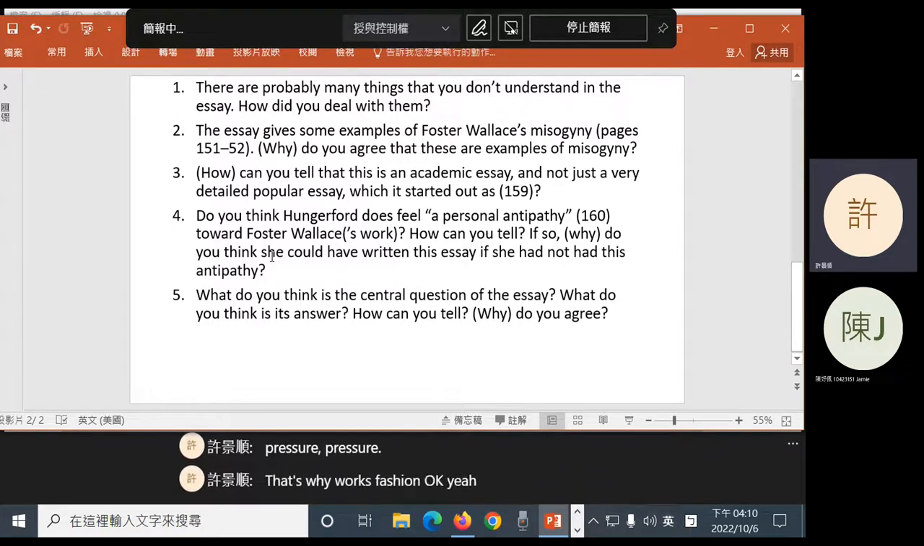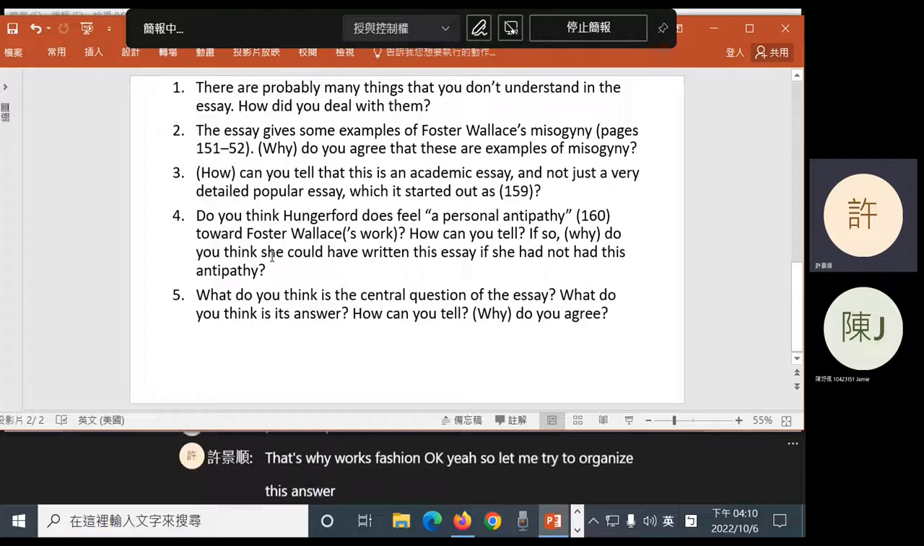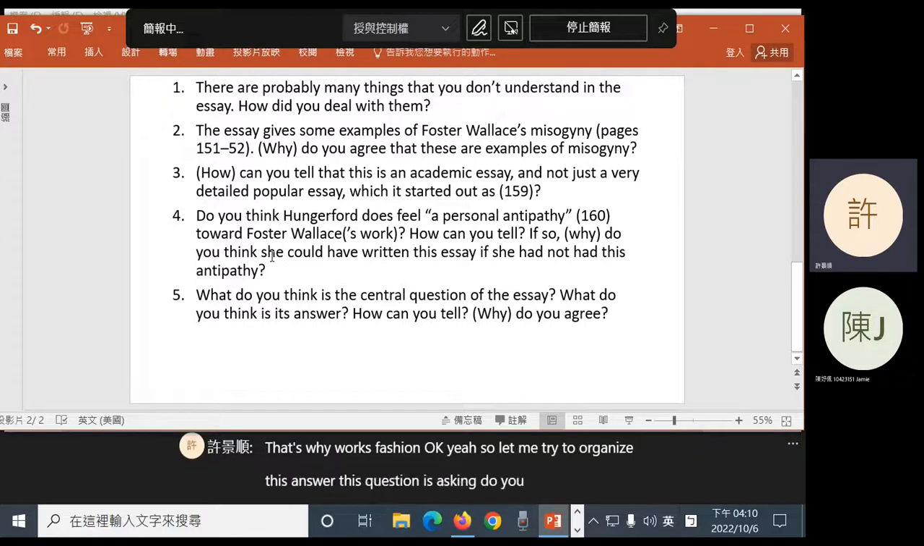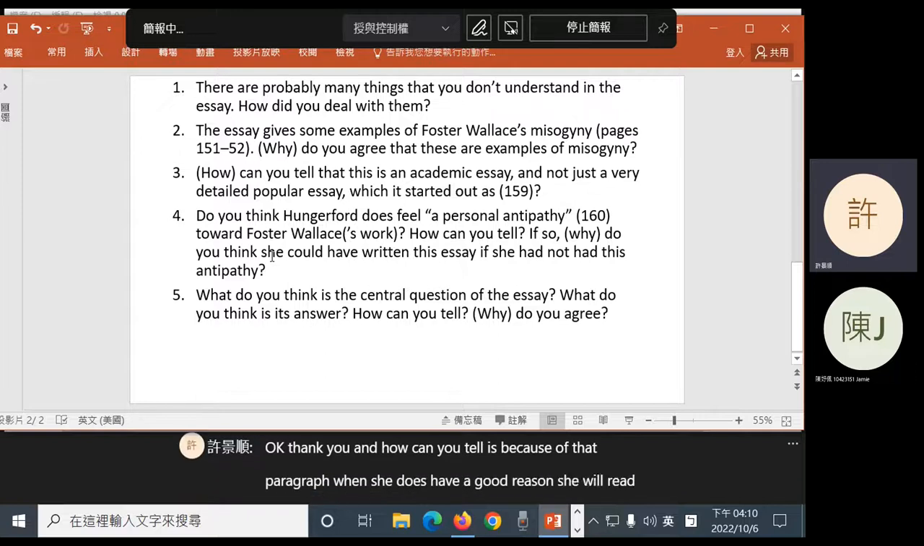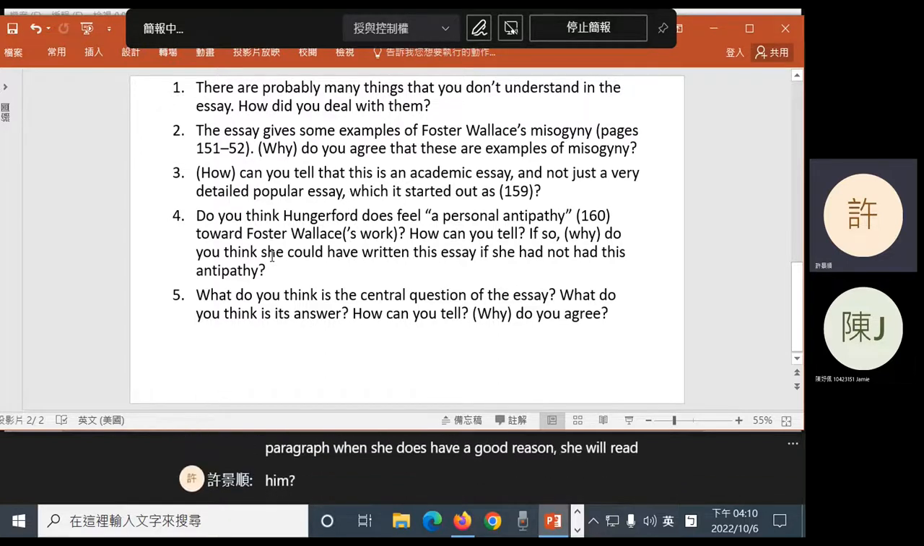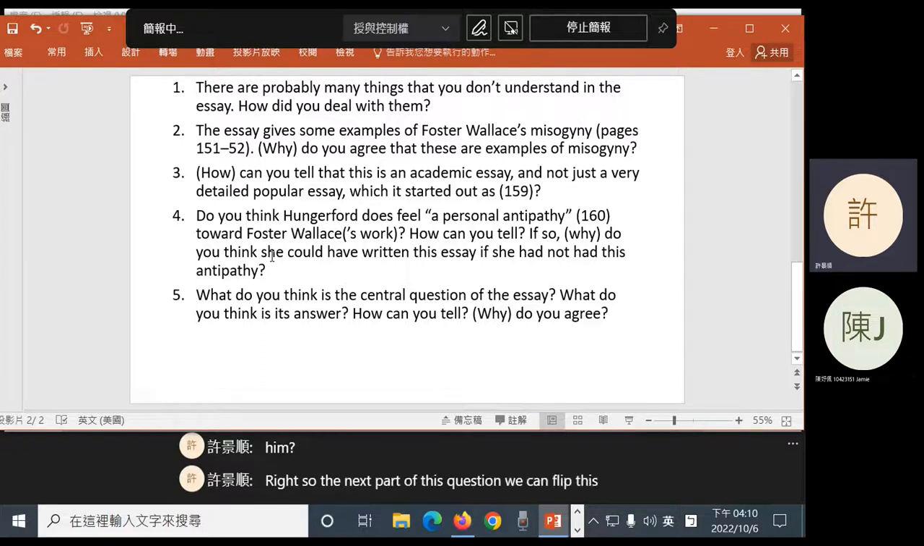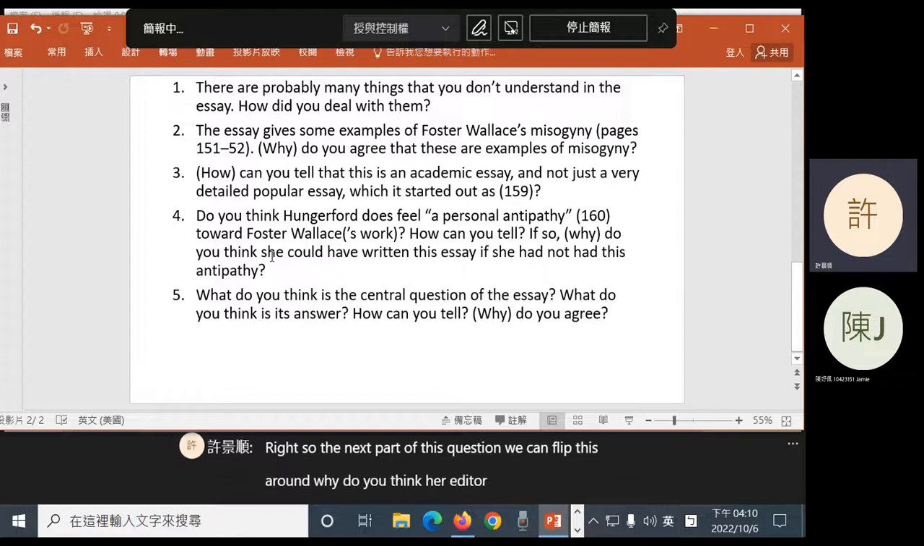Yeah. So let me try to organize this answer. This question is asking, do you think that she actively does not want to read him? And your answer is no, she just doesn't have a good reason to read him. Okay, thank you. And how can you tell is because of that paragraph. When she does have a good reason, she will read him. Exactly. Right. So the next part of this question, we can flip this around. Why do you think her editor assumes that she does have a personal antipathy?